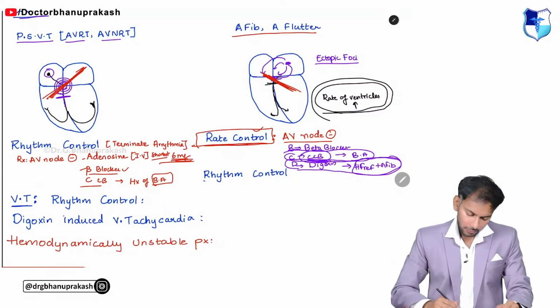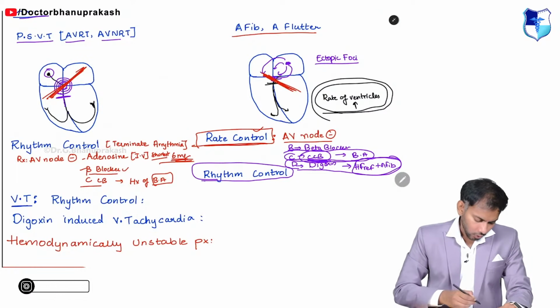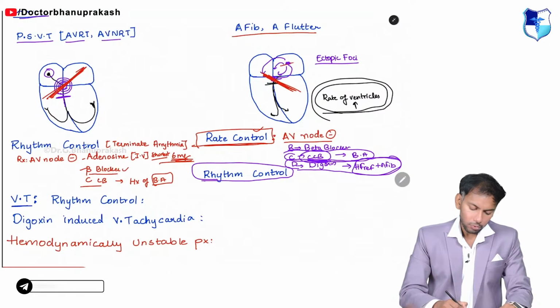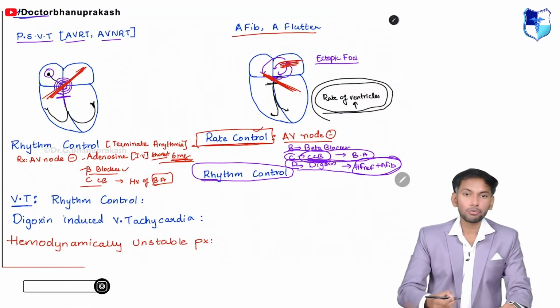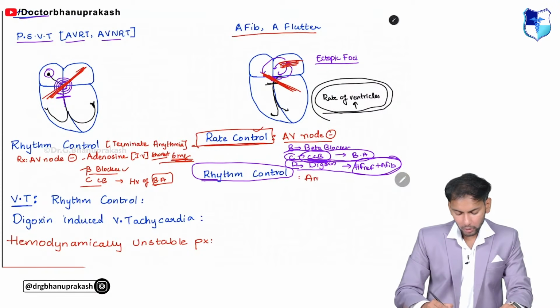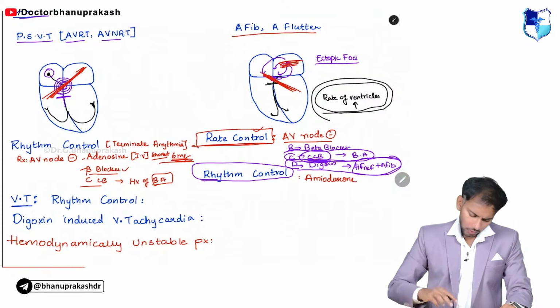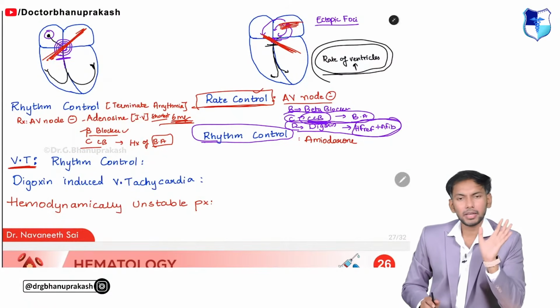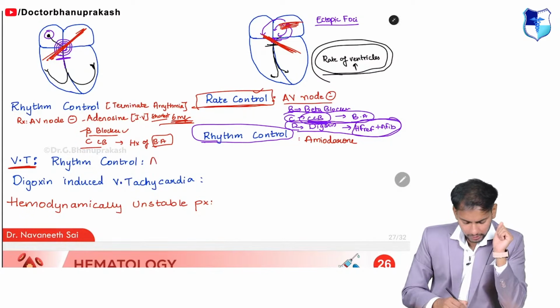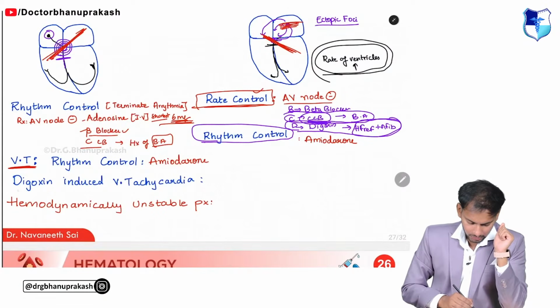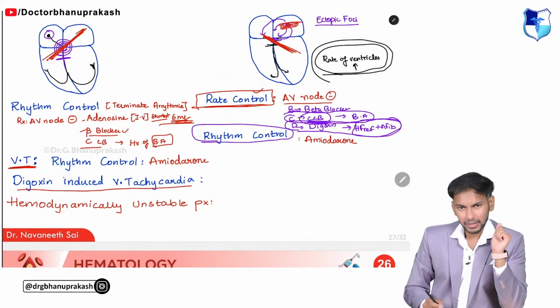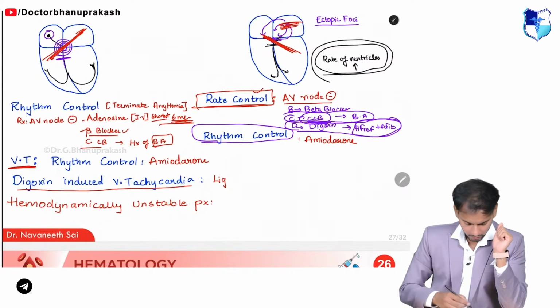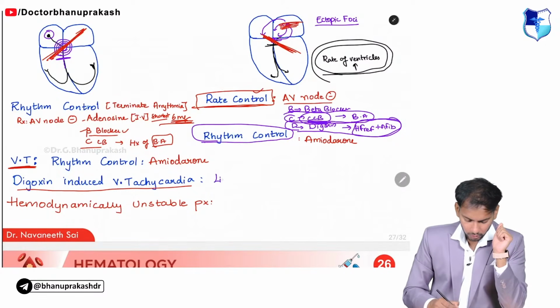But what about rhythm control? To terminate the arrhythmia, you have to stop the action potentials in the foci. You will do it with the help of amiodarone. Now, if you go to ventricular tachycardia, it could be VTAC, it could be VFib, anything, the rhythm control is always done by amiodarone. But the only exception is in digoxin-induced ventricular tachycardia, you will use lignocaine. You will use what? Lignocaine. That's all you have to remember.